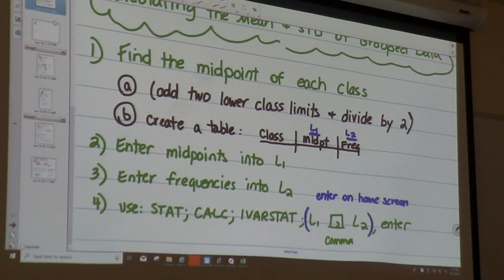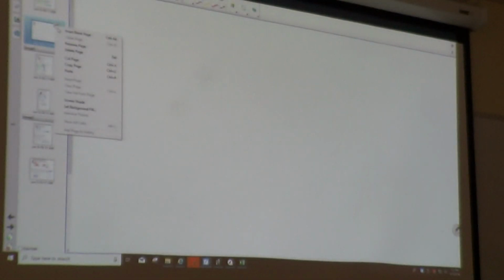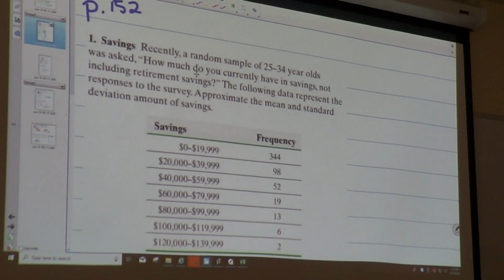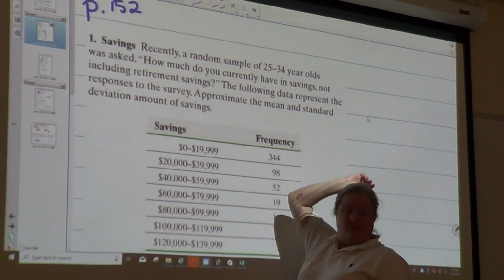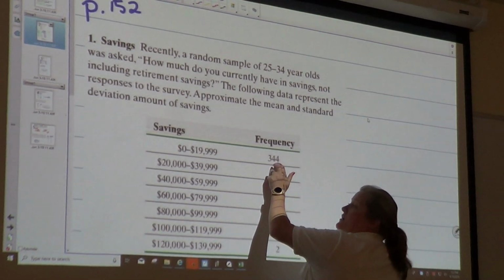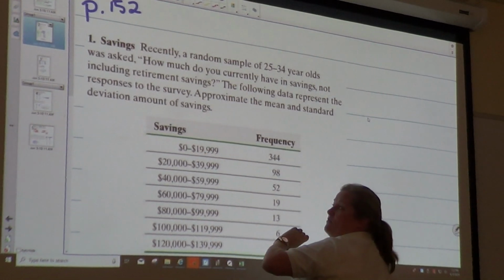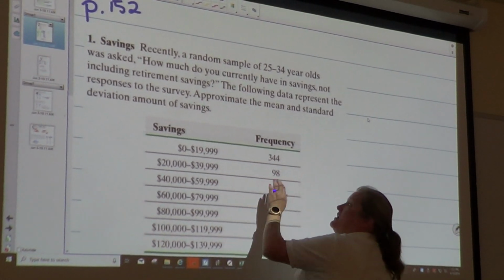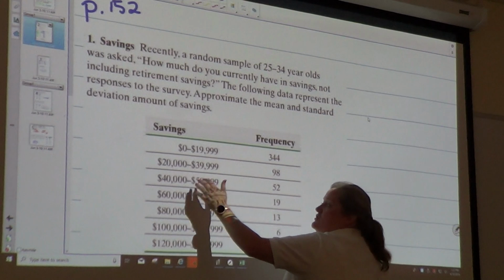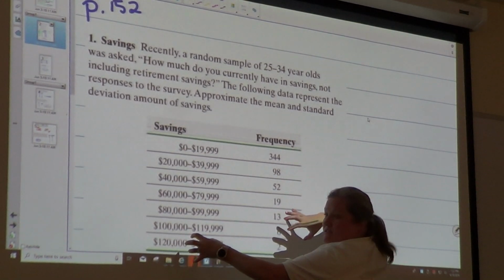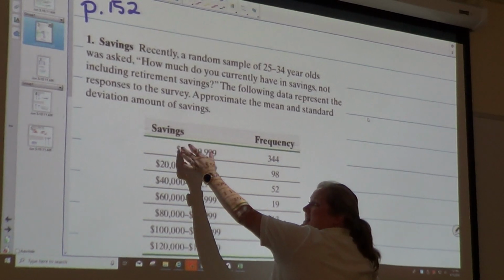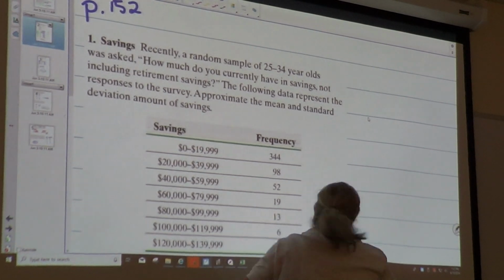Alright, so let's look at an example. They gave me this data and they want to know the mean and the standard deviation. So 344 people make between 0 and 19,999. 98 make this, 52 make this. So I have to include the data and the frequency. But I can't type that data in, so I have to get the midpoint.